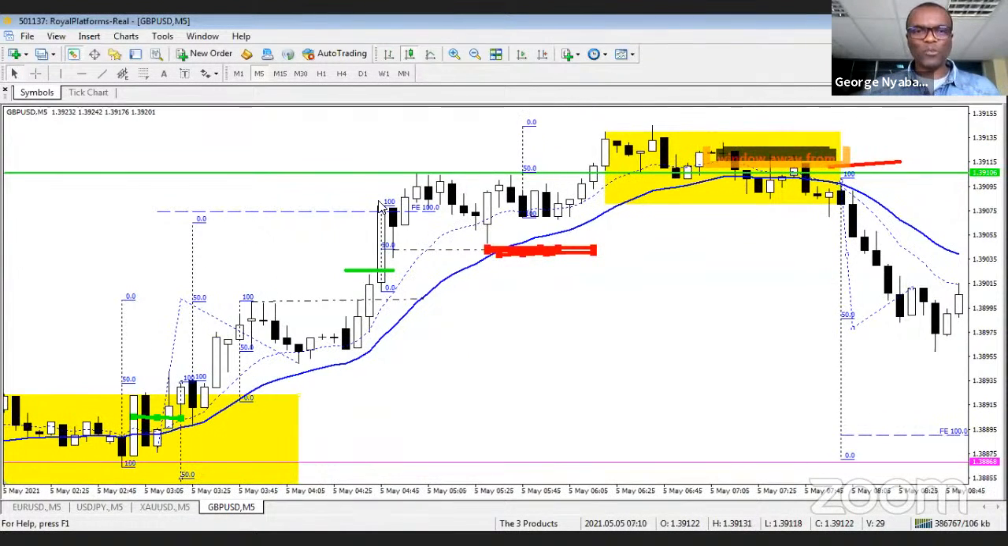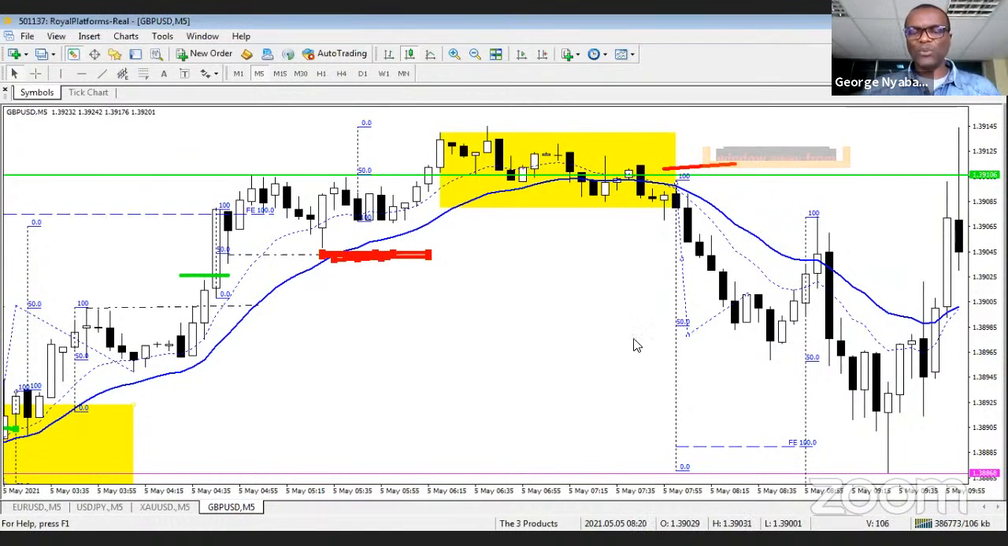How do we transition from trading a bull trend to a bear trend, and how do we get profitable trades out of that?